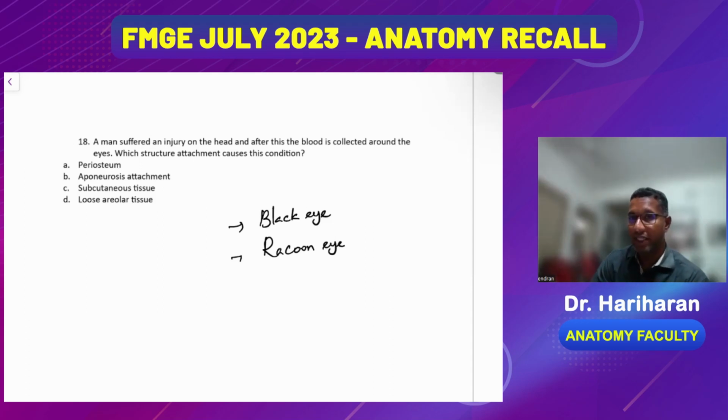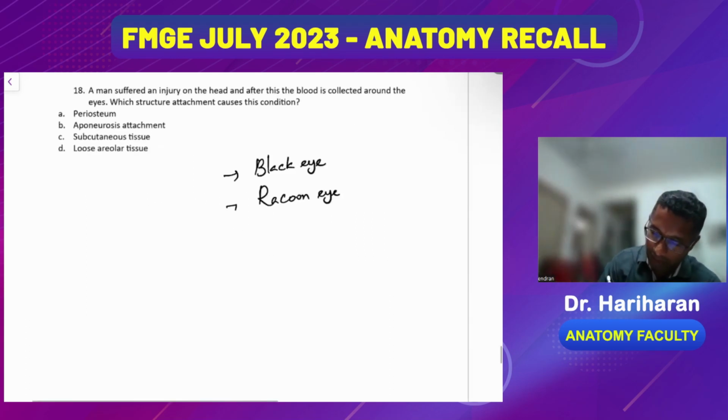Now, whenever there is an injury to the scalp, we should know the layers of the scalp. The layers of the scalp are: one is skin, and next is the dense connective tissue.